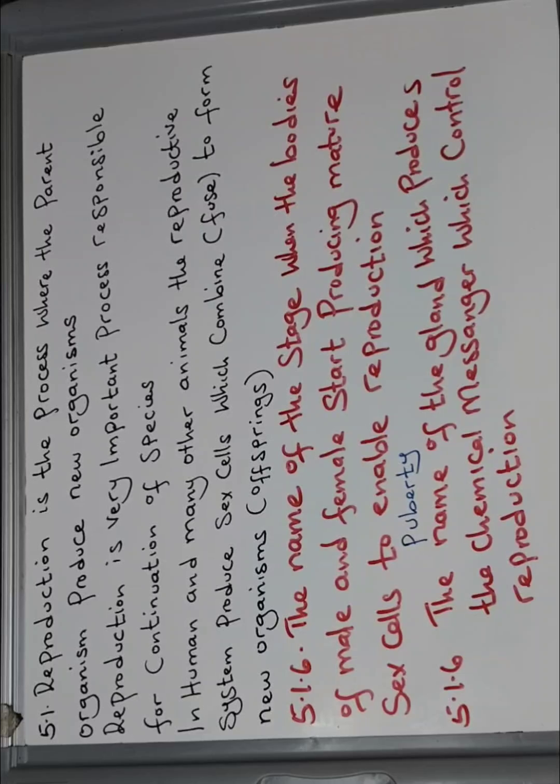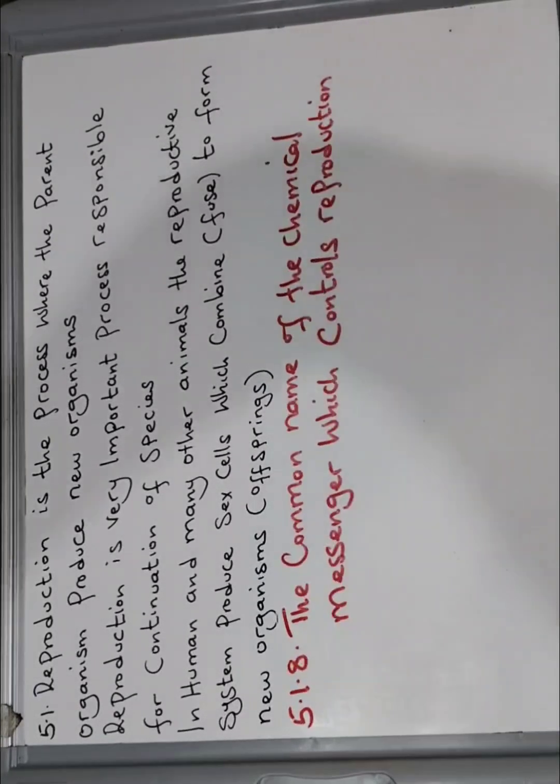Then comes this question. The name of the gland which produces the chemical messenger which controls reproduction. The gland is called pituitary. The common name of the chemical messenger which controls reproduction. Okay, what are they called? They are called hormones.